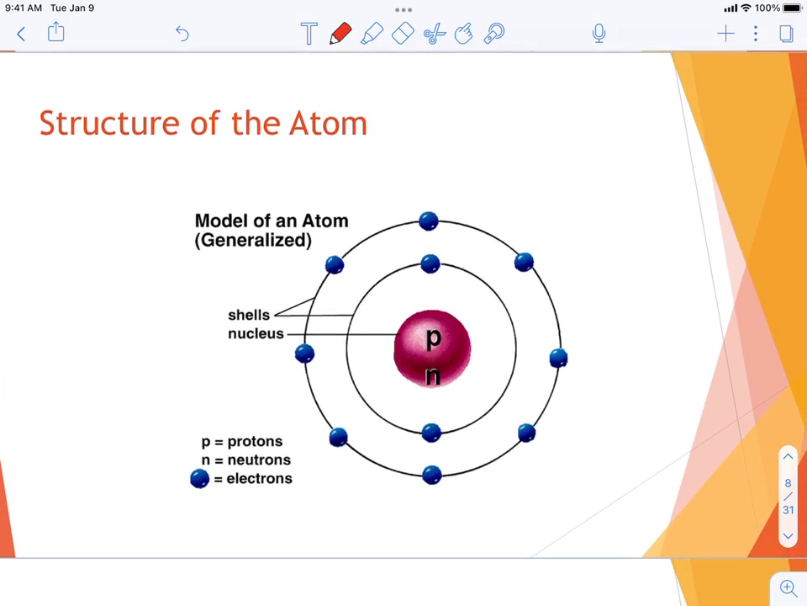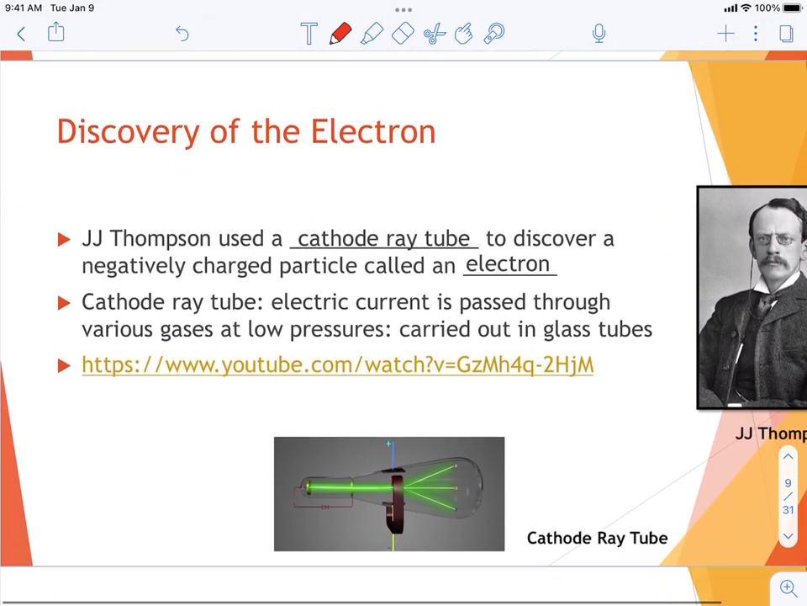Now, we'll see that we did not always think of the atom this way. Some scientists actually thought these electrons were in the nucleus. I mean, there was a point where we didn't even know these subatomic particles existed. Protons, electrons, and neutrons. But we've come a long way. So this is a generalized idea of what the atom looks like. Again, this is your nucleus, and then protons and neutrons inside, electrons on the outside.